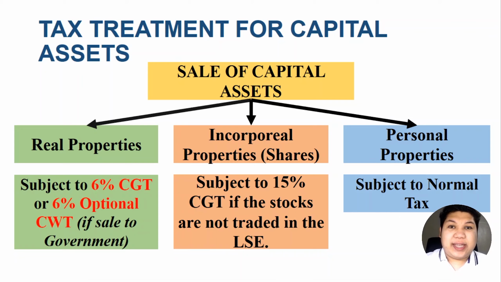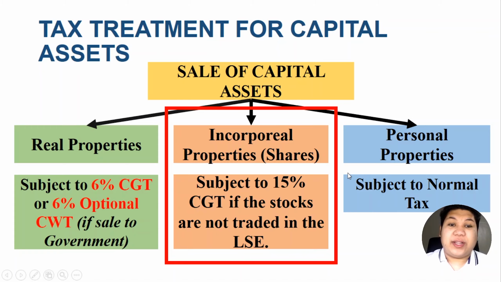So if it is a sale of incorporeal property, that could be subject to 15% capital gains tax if the stocks are not listed in the local stock exchange. And if it's a sale of personal property, then that could also be subject to normal tax. So please tune in for that video because we have a discussion about personal properties classified as capital assets. But in this video again, we will focus more on this item.